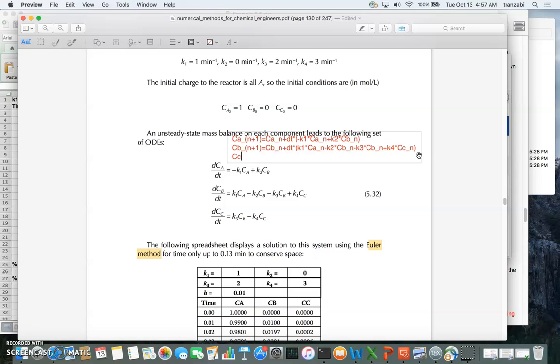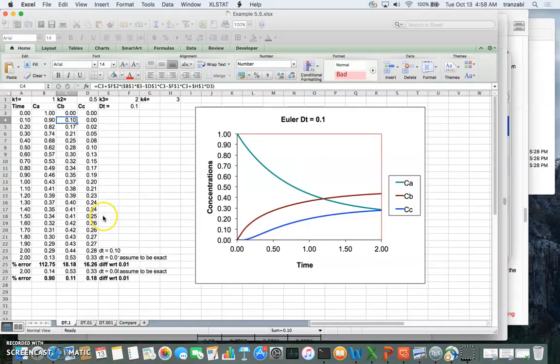Cc at time n plus 1 is going to be cc at time n plus dt times k3 times cb at time n minus k4 times cc at time n. Alright, so these are the set. You just go ahead and implement it in a spreadsheet. Very straightforward.